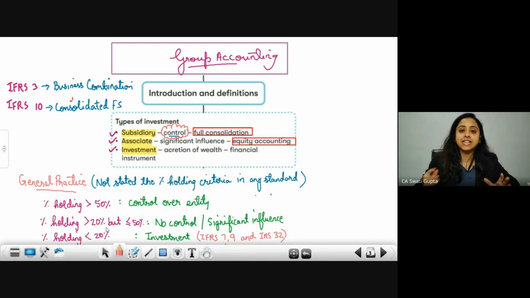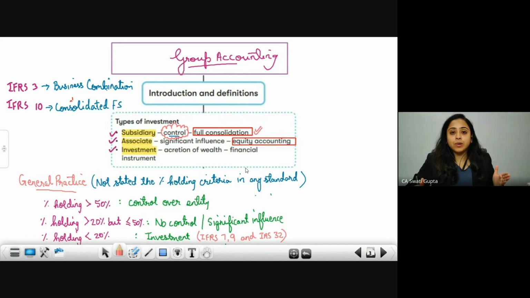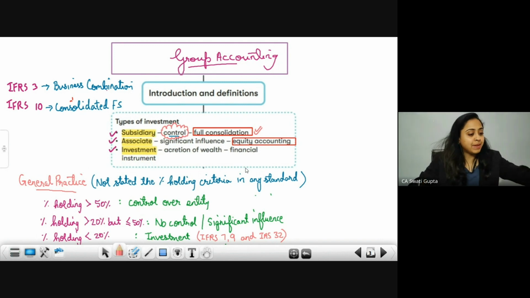Whenever we identify it's a parent and subsidiary relationship, we always apply the full consolidation method. There are different methods. We always follow the full consolidation method. Now, what is it? How does it differ? We'll read afterwards. Once we understand these terms, then we'll later take an example and understand what full consolidation actually means. So, in order to determine whether it's a parent and subsidiary relationship, control is the criteria, the basis.